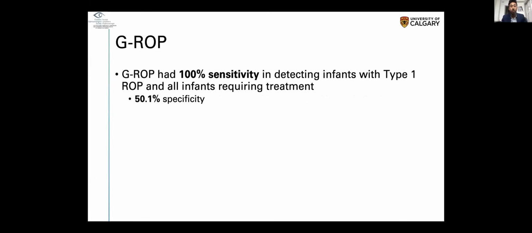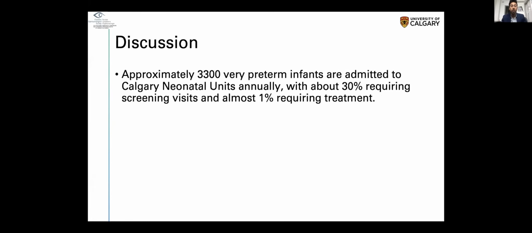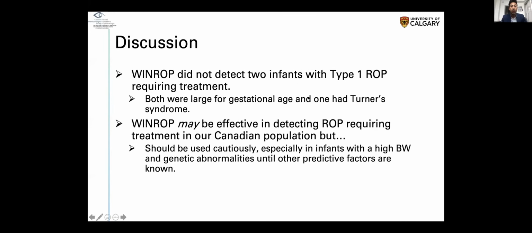There are approximately 3,300 very preterm infants admitted to Calgary NICUs annually, with about 30% requiring screening visits and almost 1% requiring treatment. WinROP did not detect 2 infants with type 1 ROP requiring treatment. As I mentioned, these were both large for gestational age and one had Turner syndrome. WinROP may be effective in detecting ROP requiring treatment in our Canadian population, but should be used cautiously, especially in infants with a high birth weight and genetic abnormalities until other predictive factors are known.